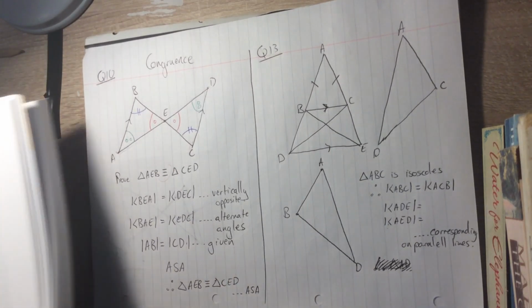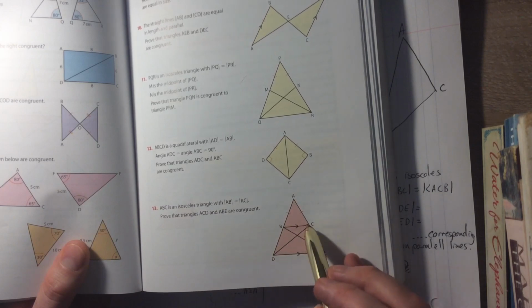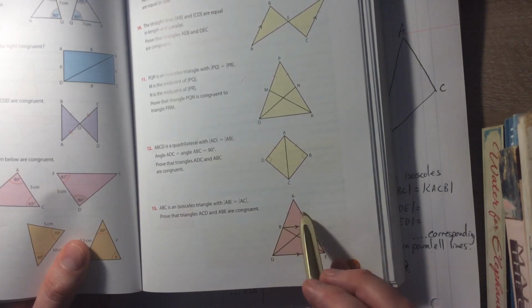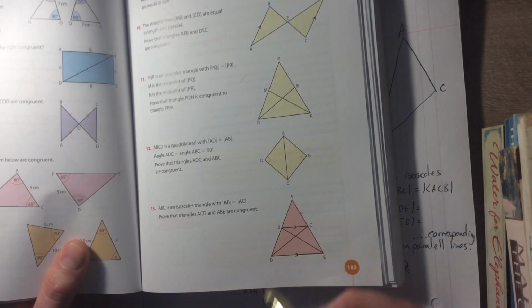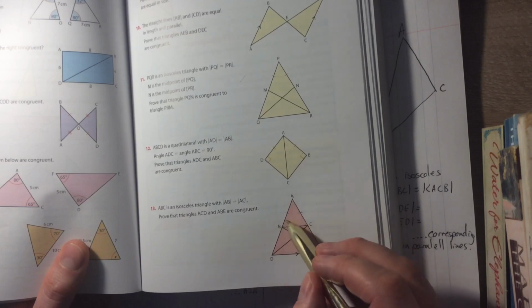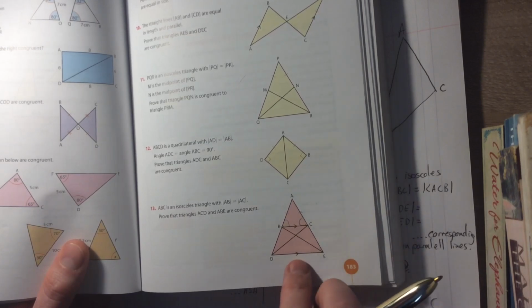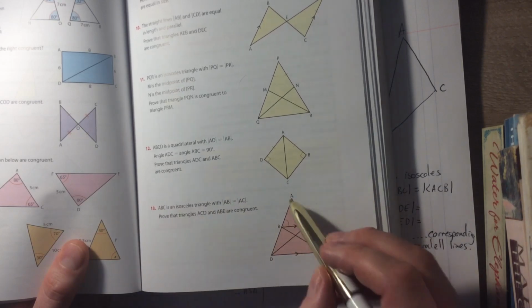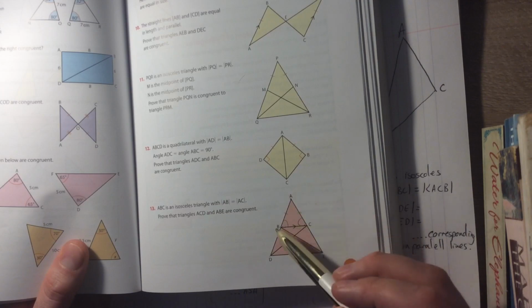Question 13, this one's tricky. It says the triangle ABC is an isosceles triangle. That means two equal sides, and one of the consequences of being isosceles is that you also have two equal base angles. So this angle ABC and ACB, these two angles here are the same size. Prove that the triangles ACD, that one there, and the triangle ABE are congruent.